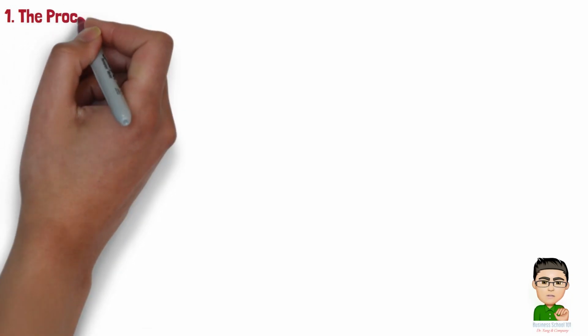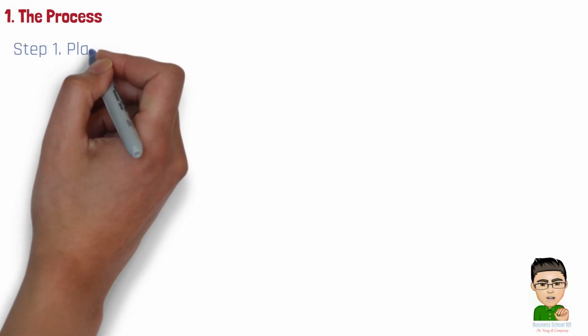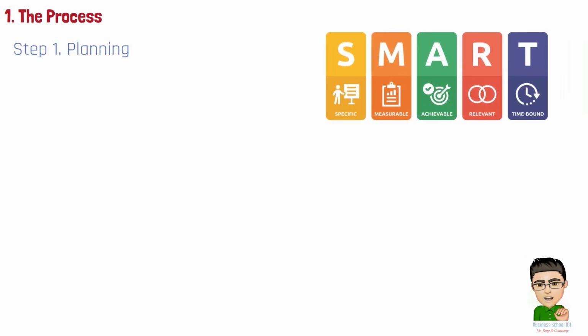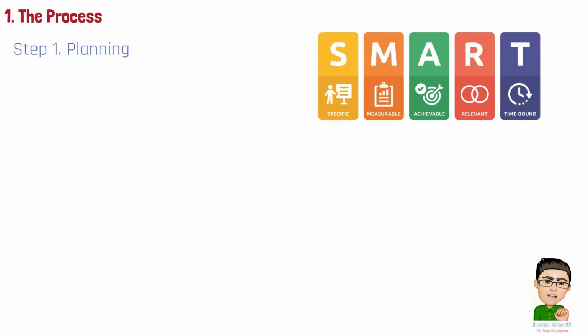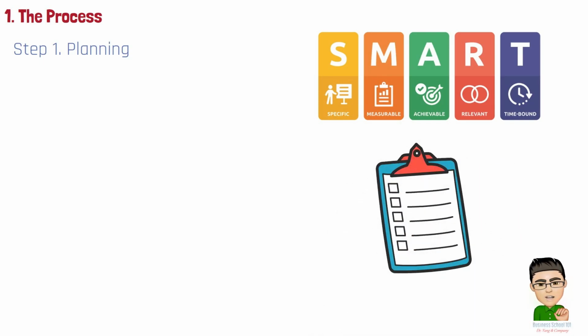Section 1. The process. The key steps of performance management typically include the following. Step 1. Planning. This initial step involves defining organizational goals and objectives, and then breaking them down into specific, measurable, achievable, relevant, and time-bound performance goals for individuals or teams. Planning also involves establishing performance standards or benchmarks against which performance will be assessed.